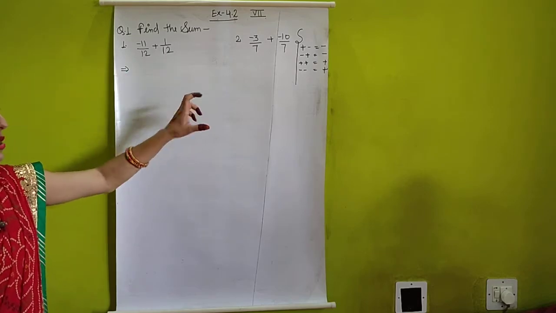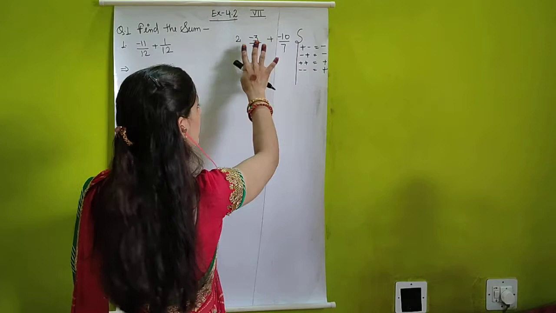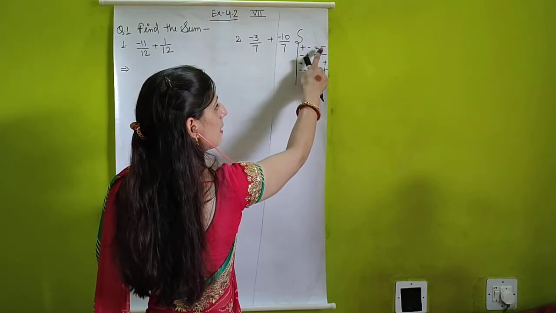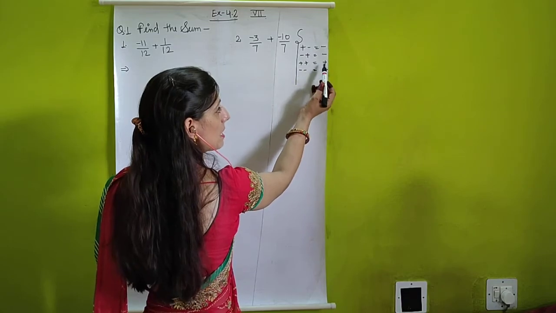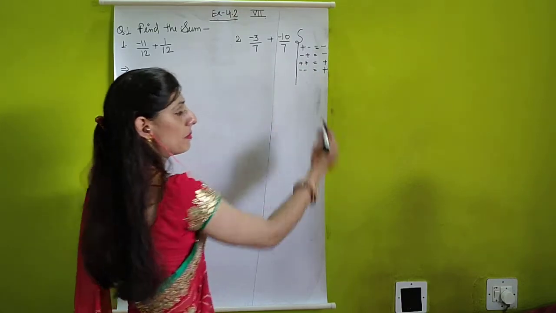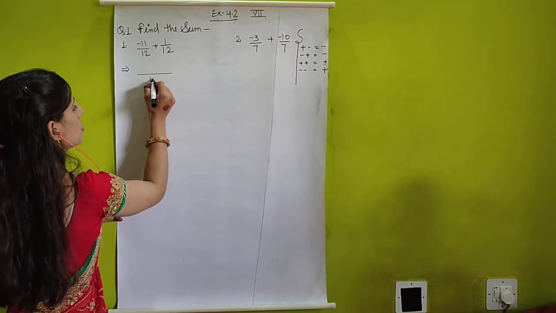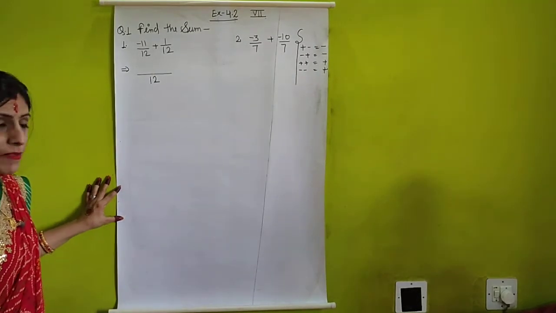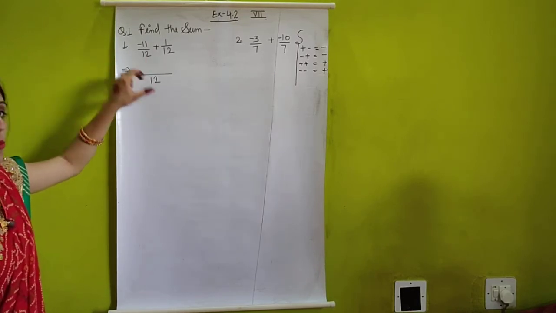But before solving this question, we will discuss the sign. When you are doing the addition, plus and minus will be minus, minus and plus will be minus, plus plus will be plus, and minus minus will be plus. Students, here the LCM will be 12. Directly you can write 12, because the denominator is 12, the LCM is 12, both are the same.